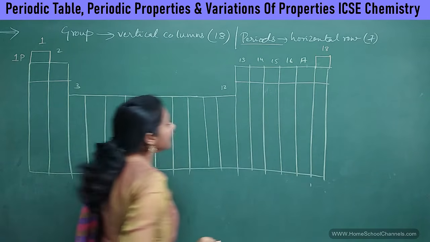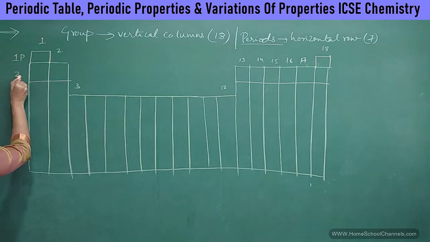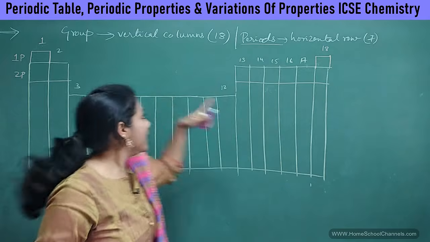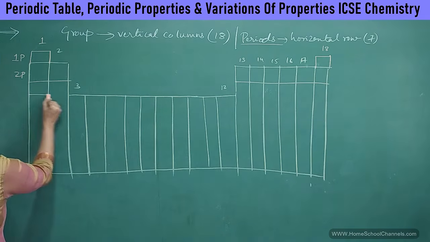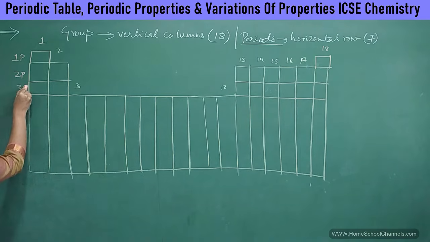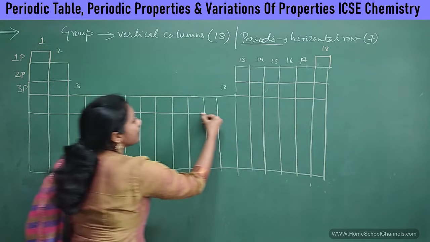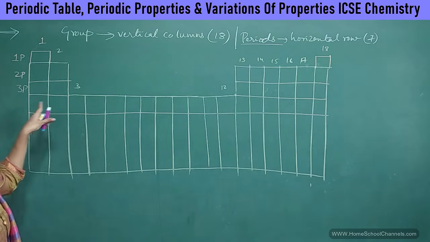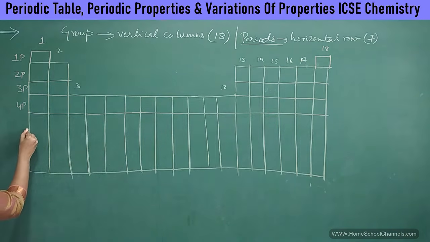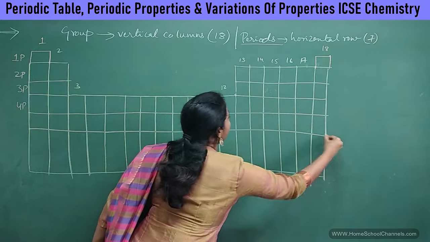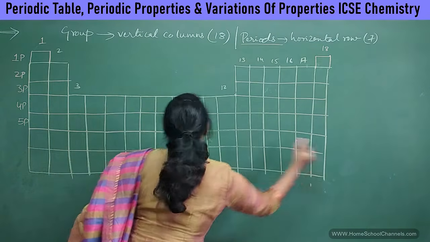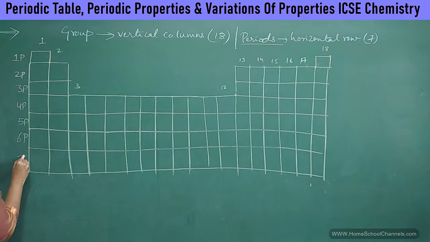Can you tell me how many elements will come in the second period? 1, 2, 3, 4, 5, 6, 7, 8. 8 elements will come in the second period. Similarly, 8 more elements can be arranged in the third period. Clear? And coming to this quite bigger period, almost 18 elements can be arranged in the fourth period. And this is our fifth period, this is our sixth period, and this is the seventh period.